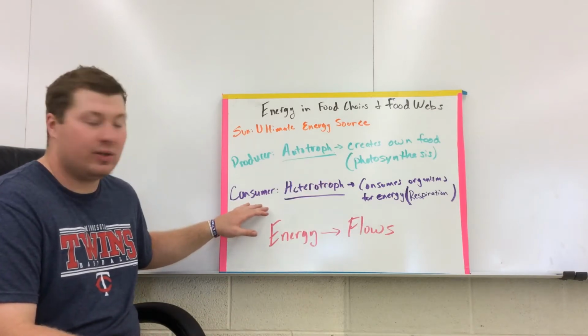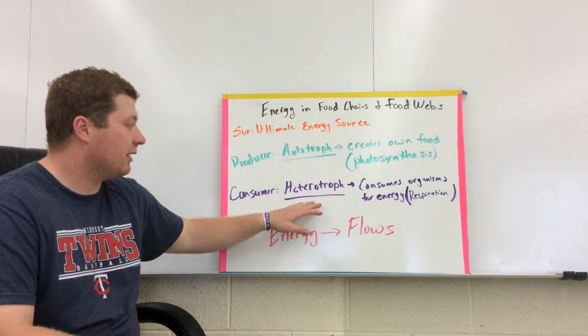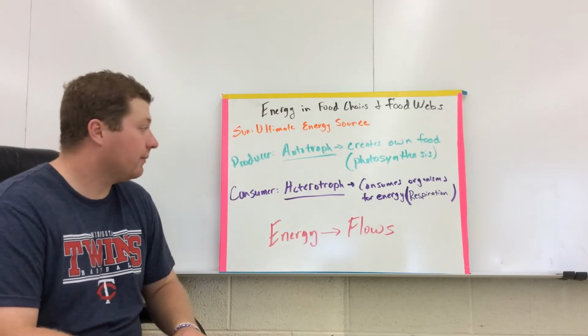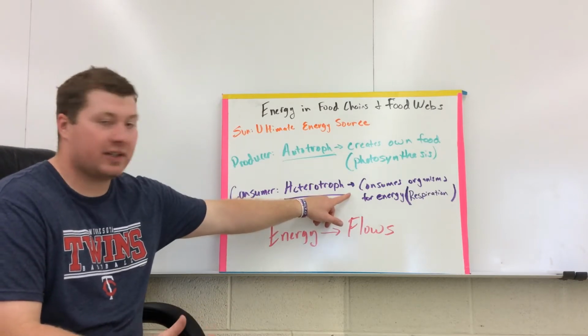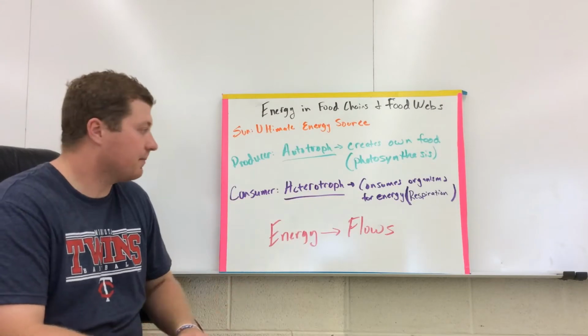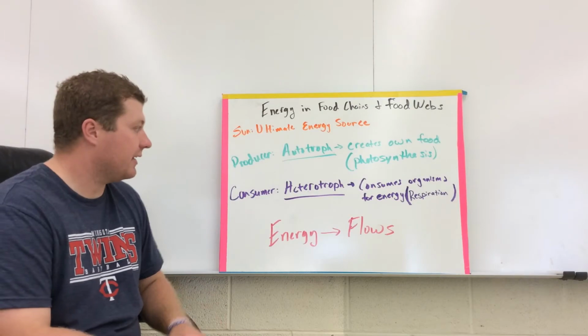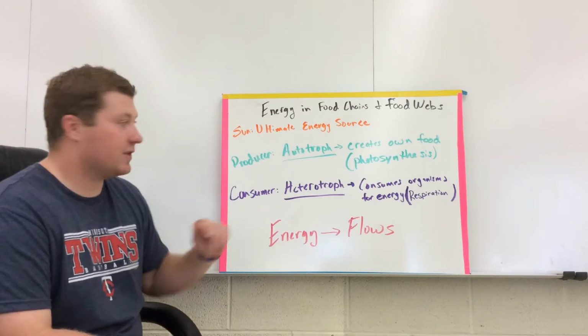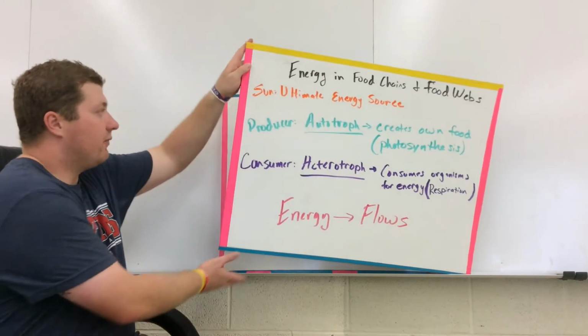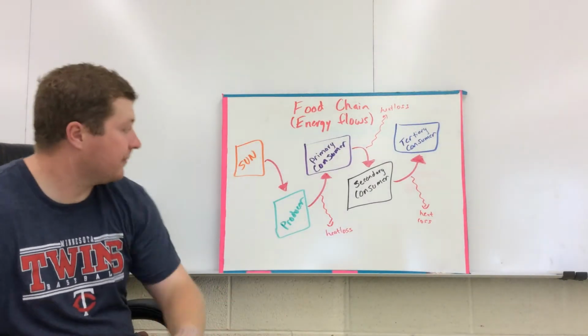Another term we use is consumer, which is another term for a heterotroph, which means it consumes organisms for energy, so basically eats things. And then we have this term respiration, or cell respiration, that we use with that. Now, we're going to focus on how energy flows through a food web today.